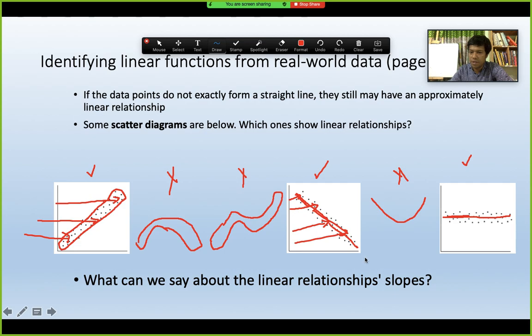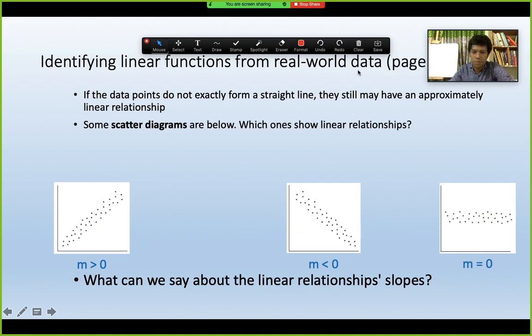If the linear relationship goes decreasing, then the slope is negative. And you see all the points here are on one horizontal line, which means that the slope has to be 0 here. So this is slope greater than 0, less than 0, and equal to 0. Okay, this is the relationship of the slope.